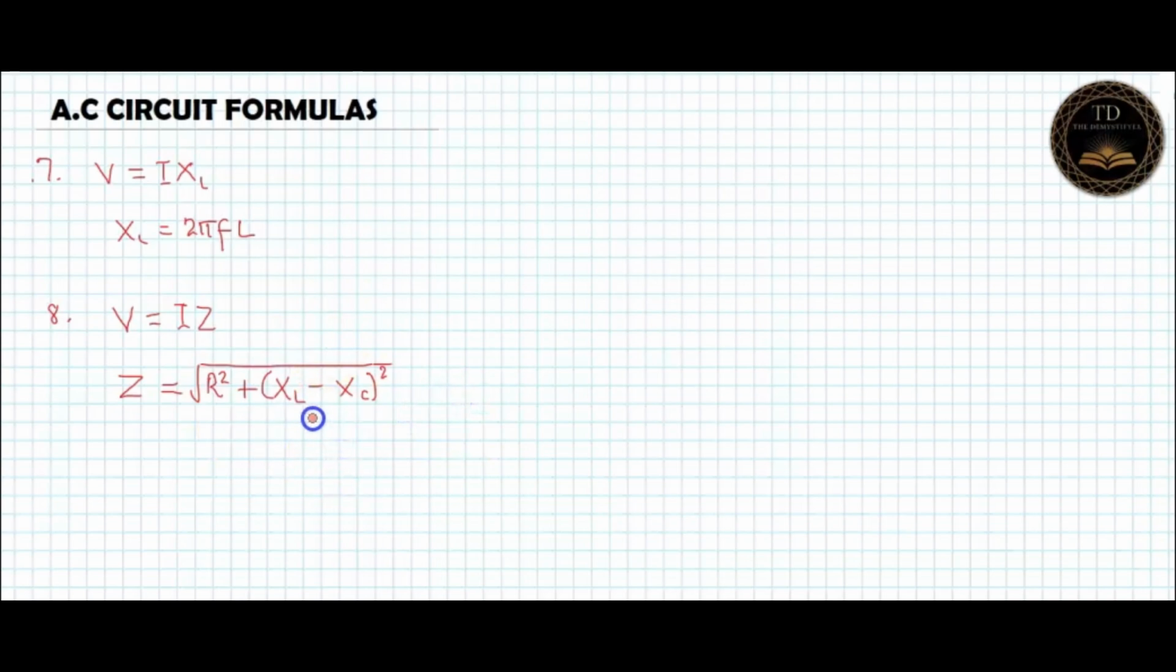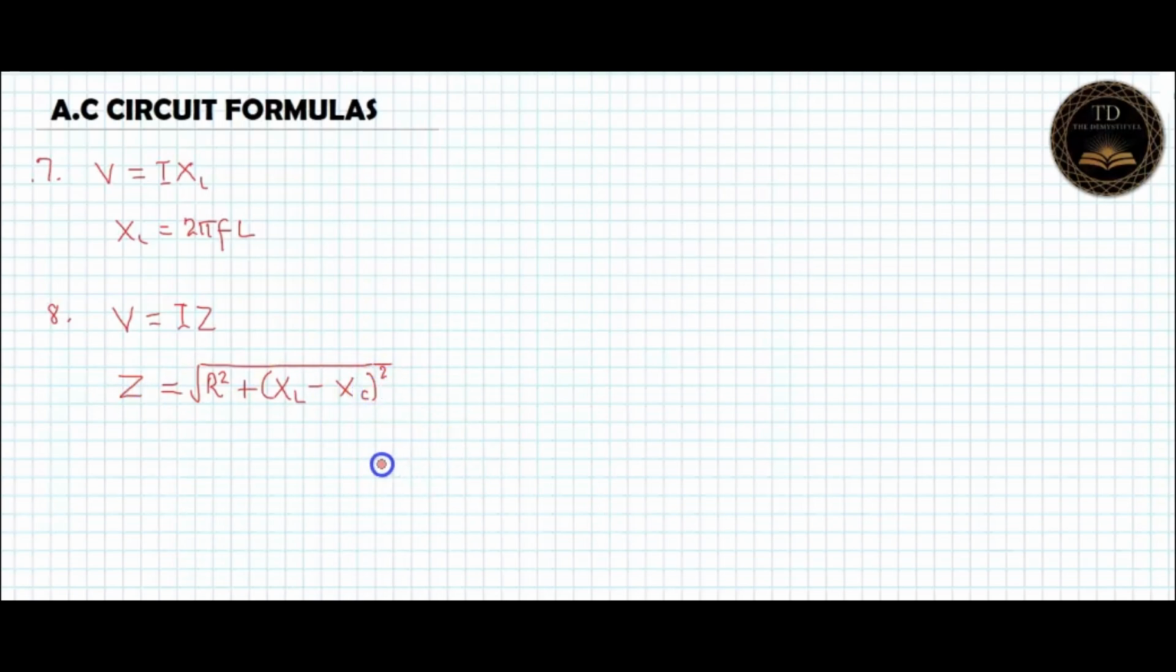Now, if the circuit contains only a resistor and an inductor, you wouldn't need this XC. If the circuit contains a resistor and just a capacitor, you wouldn't need this. So the formula just changes. That's just how to play around with it. Remember, this Z represents what is called the impedance. So if you're asked to calculate the impedance, that's what you would have.